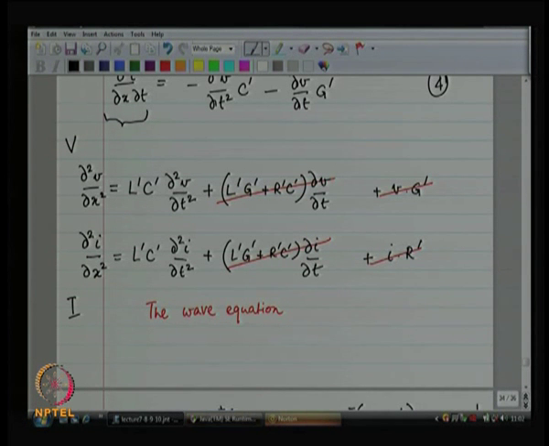Okay. So, these two equations are going to be modified as d squared V by dx squared, that is equation number 1, is equal to L prime C prime. What is the second derivative of the phasor V? What is the second derivative? So, if I have got V cos omega t, or let us say I have got V times e power j omega t, then the second derivative is going to give me omega squared times the original.